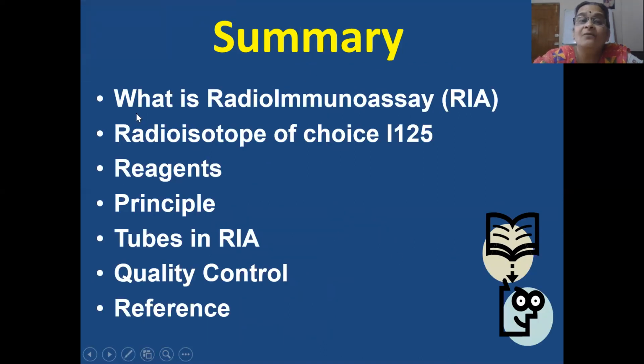So the summary: what is RIA, the radioisotope of choice iodine-125, reagents, principle, tubes in RIA, quality control, and the reference that I have used.